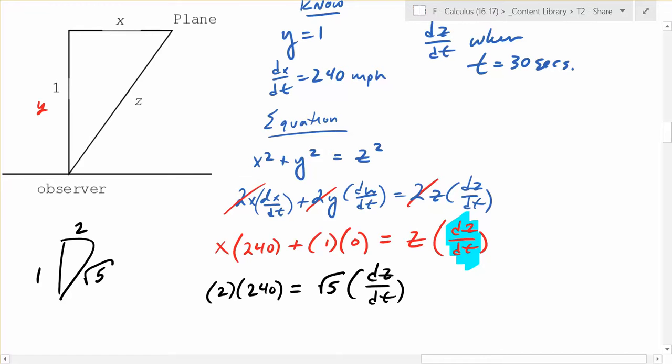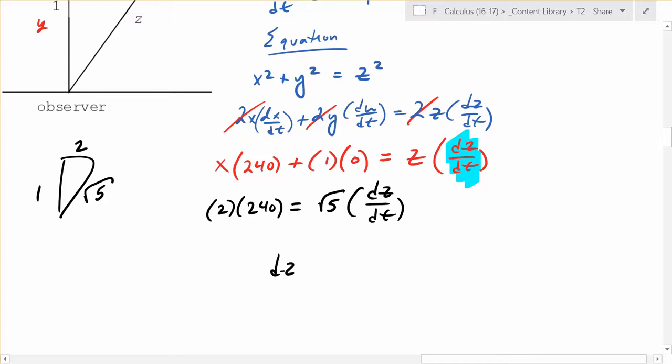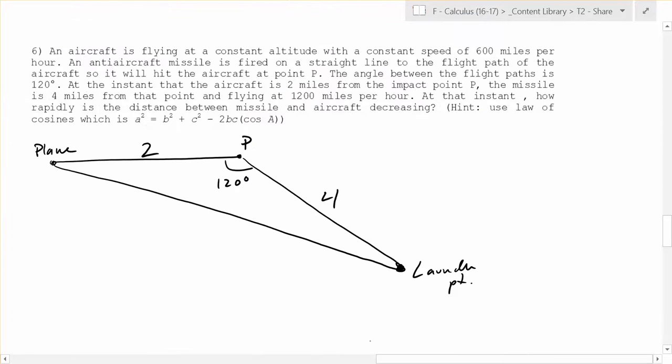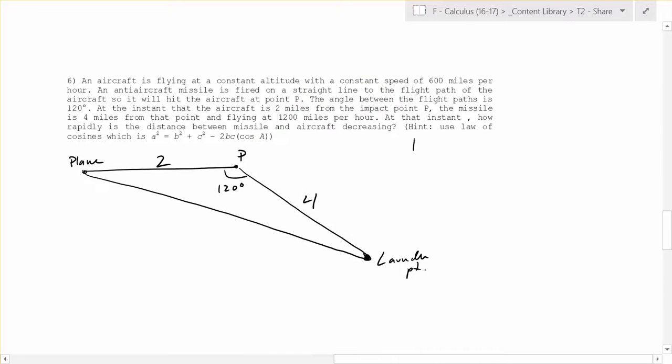So the exact answer to this that I would need to see would be dz dt is equal to 480 over root 5. That's what I would like to see right there. And what would the units be on that? Correct. Good job. You need to always go back to the form. What are the 2 words? Know and want.